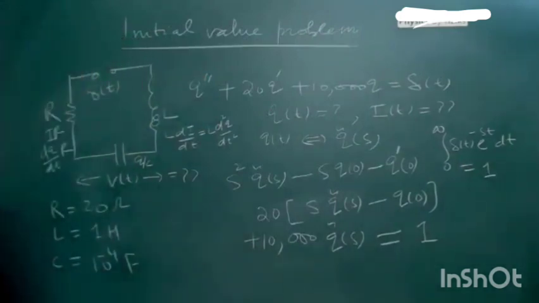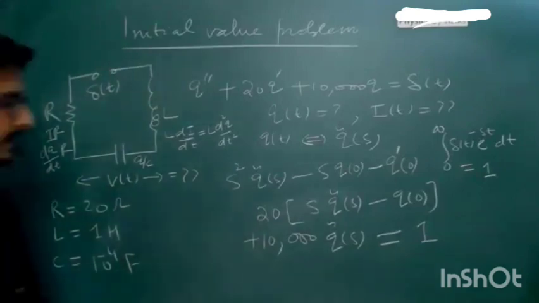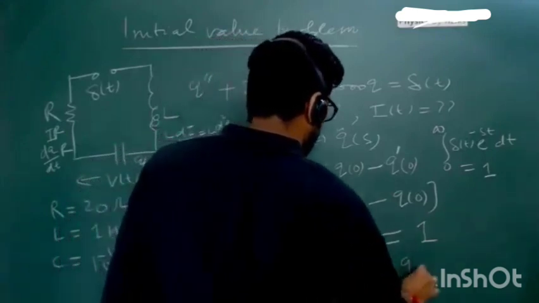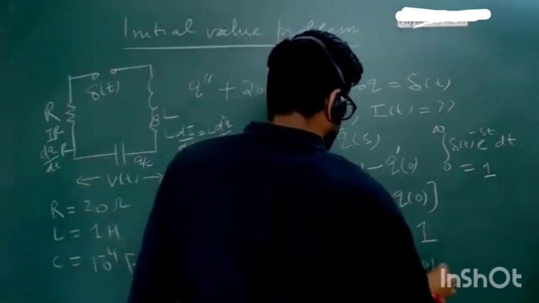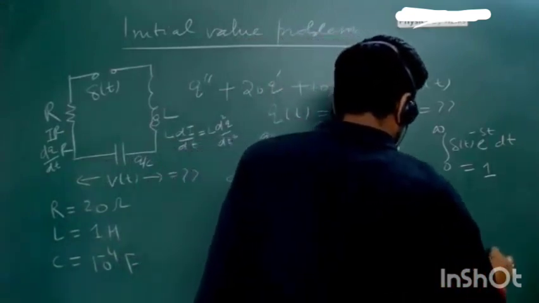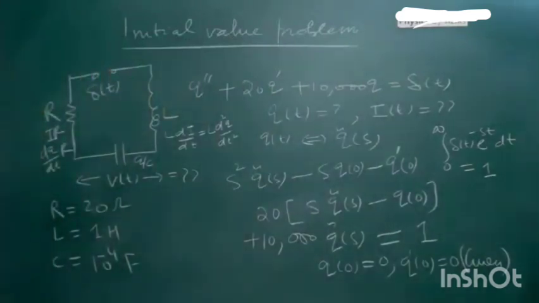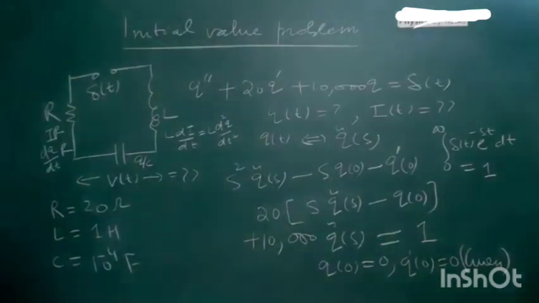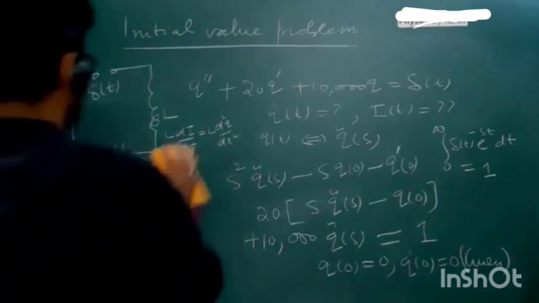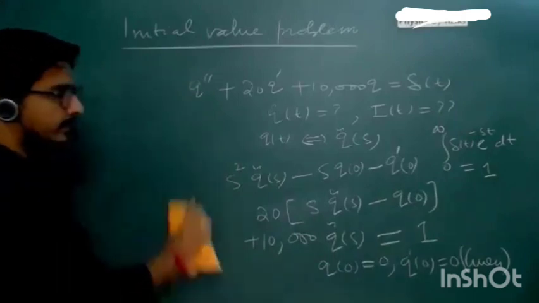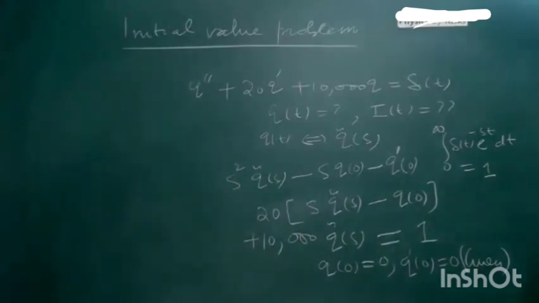So the next step is to write. Suppose the initial charge and initial current both were 0. This is given. Otherwise, you will have to use whatever is given. So suppose they both were 0, then now this is the final one. If you have any doubt about how I have written it, you can ask.